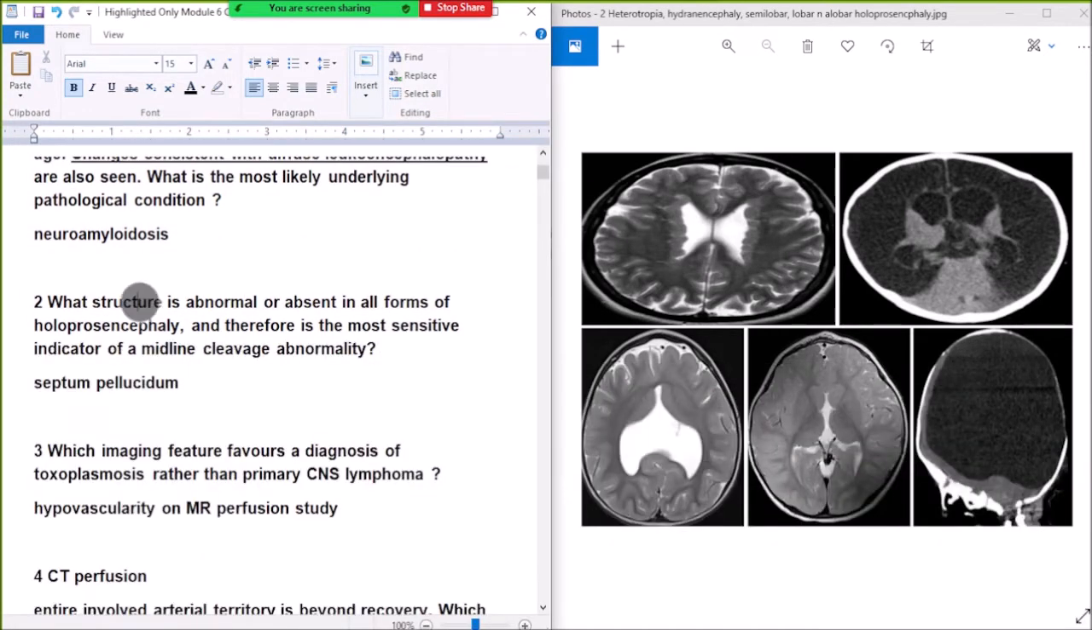Question number 2. Which structure is abnormal or absent in all forms of holoprosencephaly and is therefore the most sensitive indicator of a midline abnormality? Septum pellucidum. In all forms of holoprosencephaly, there is absent septum pellucidum.